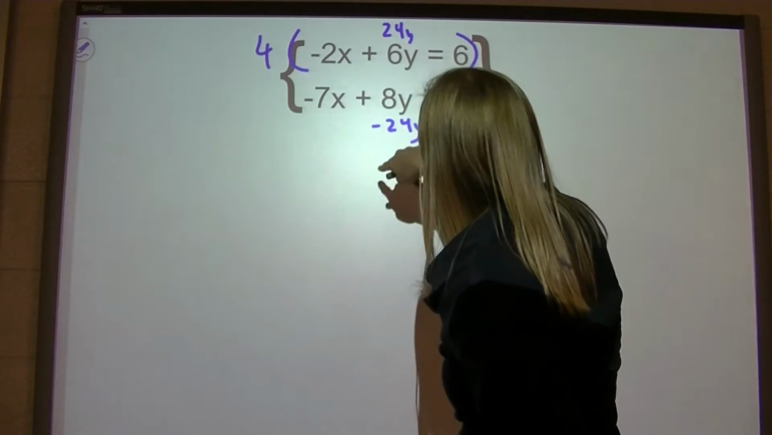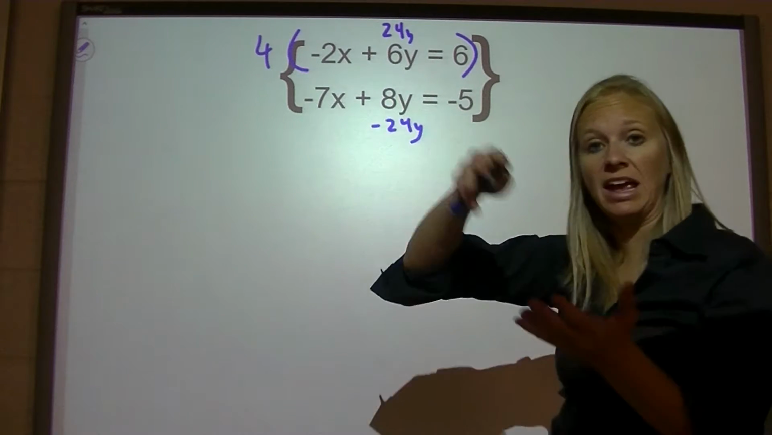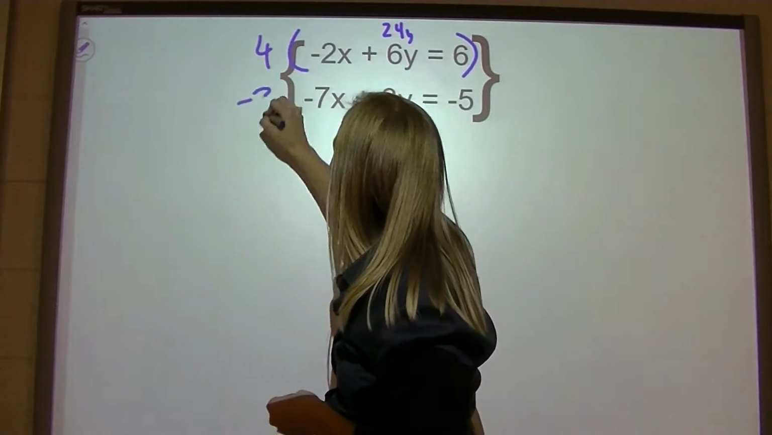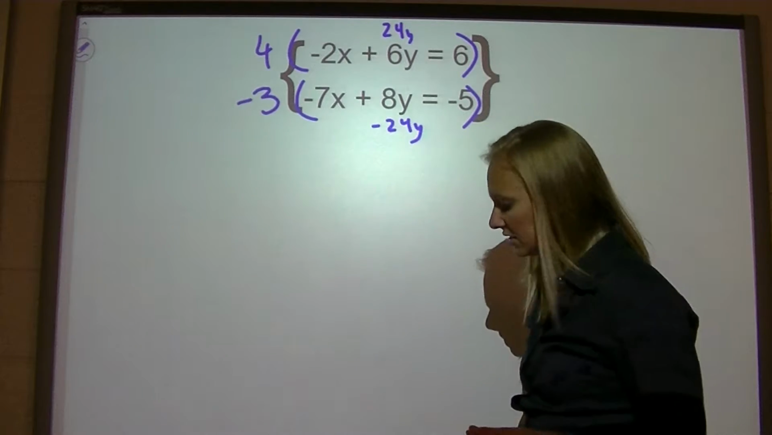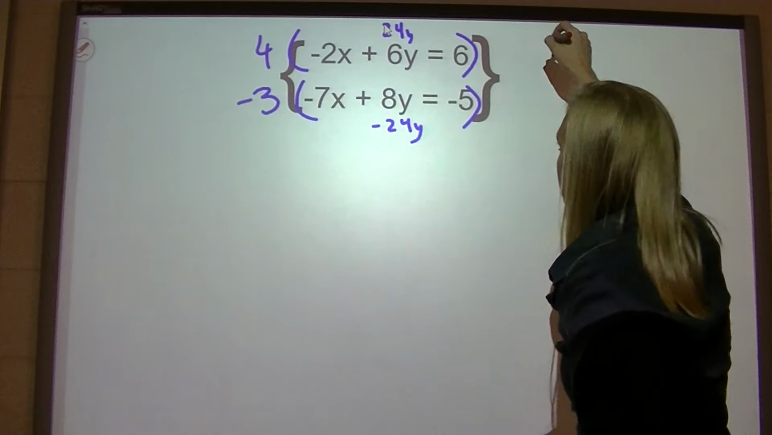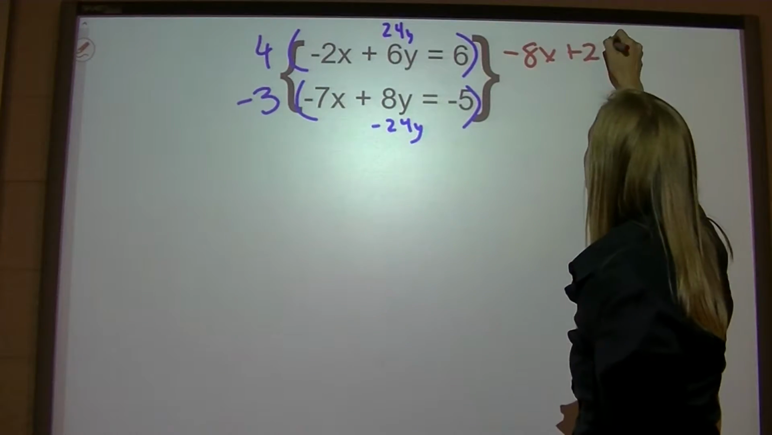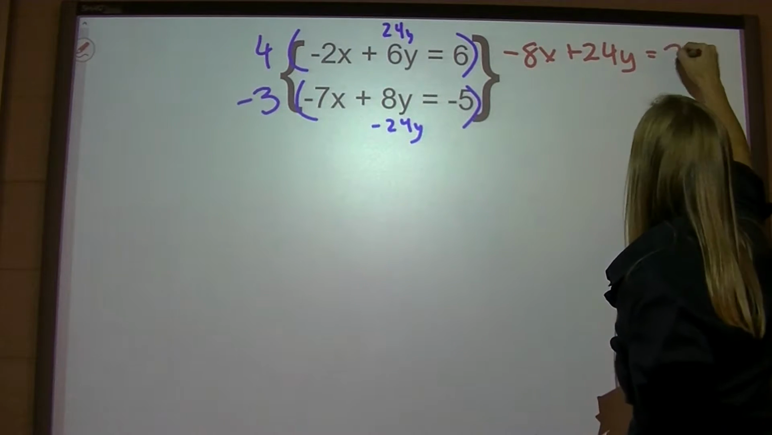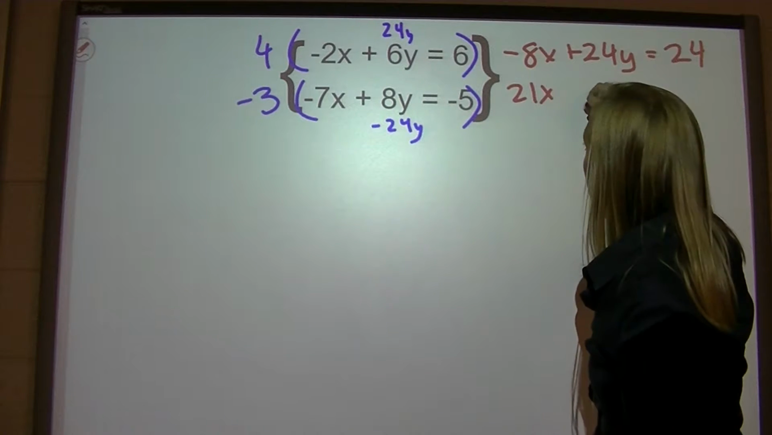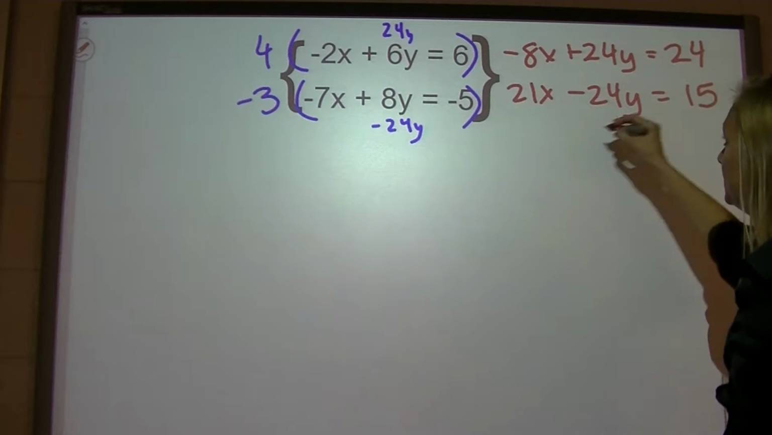Same thing here. We need this to equal negative 24, so when I add the two, it can cancel out. So what do I need to multiply 8 by to get negative 24? Negative 3. So everything in that second equation needs to be multiplied by negative 3. Doing this 4 times, we just distribute the 4 to each. So we'll have negative 8x plus 24y equals 24. And then here we'll have 21x minus 24y equals positive 15.